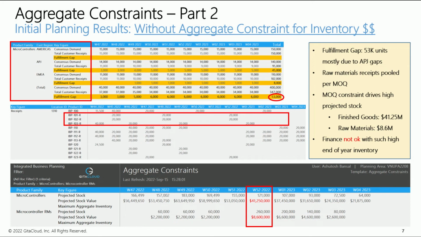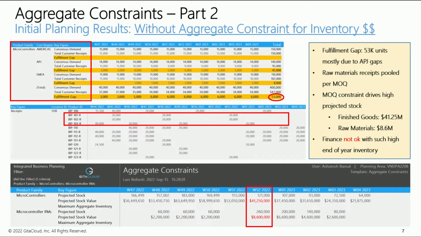Let's review the initial planning results. You can see the consensus demands and customer receipts for the microcontroller family by region. America's region demands have been fully met. However, we have a large gap for APJ, and a bit of a gap for EMEA region. Refer to part 1 of this series to understand the non-delivery cost rates, by customer by product. These rates are driving the optimizer to prioritize America's and EMEA demands over the APJ region.